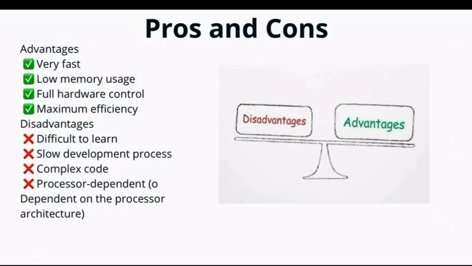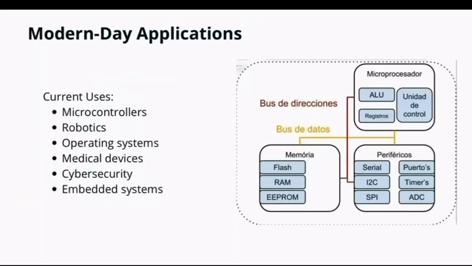Advantages and disadvantages. Among the main advantages of assembly language are its high execution speed, efficient memory usage, and direct control over the hardware. However, it also has some important disadvantages. It is harder to learn than other languages, requires more time to develop programs, and the code is usually more complex to maintain.